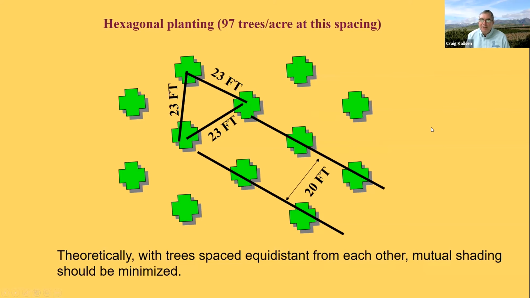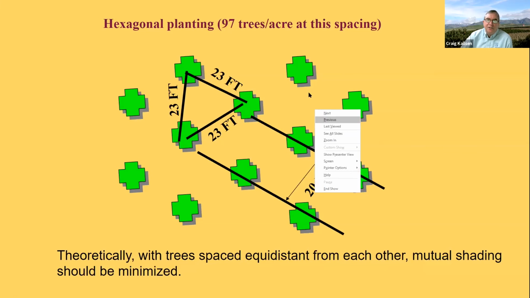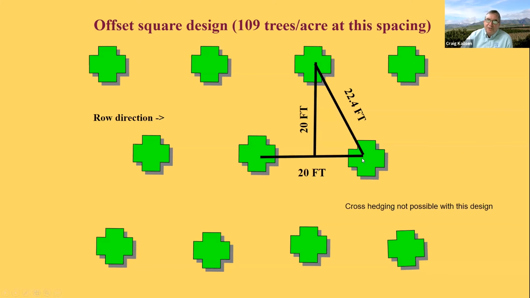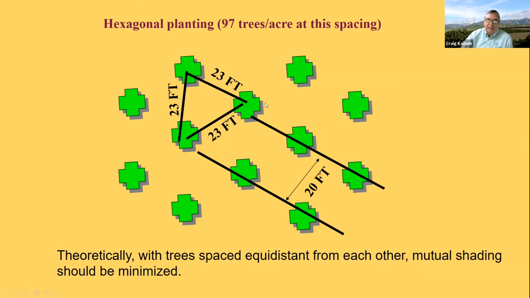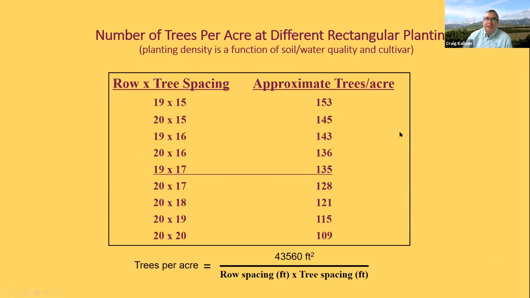There's also something called a hexagonal planting. In this instance, the trees are all an equal distance from each other in every direction. So 23 by 20. This is not the case with the offset design, where this tree is actually 22.4 feet from this one. So these are small differences we're talking about. And I don't know anyone that does a hexagonal planting. Theoretically, with trees spaced like this, it might be optimal for light interception. But again, I think it's difficult to do in the orchard.